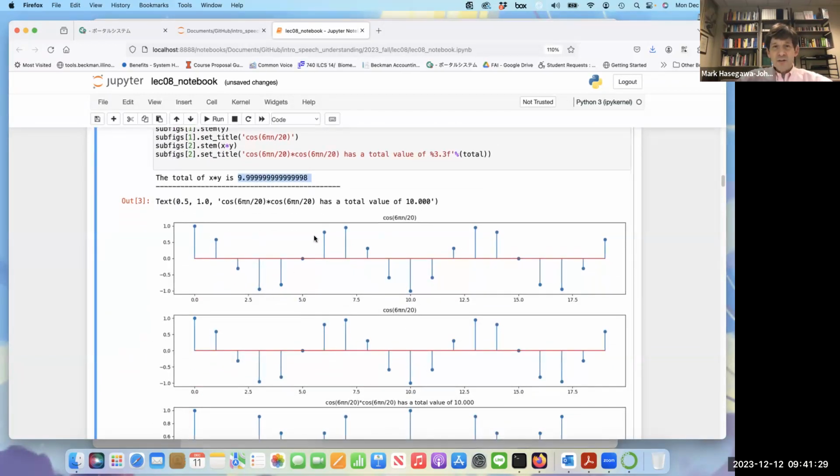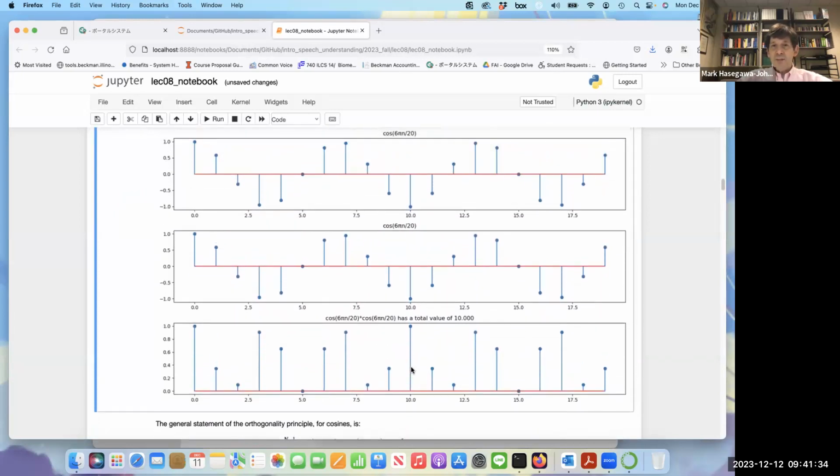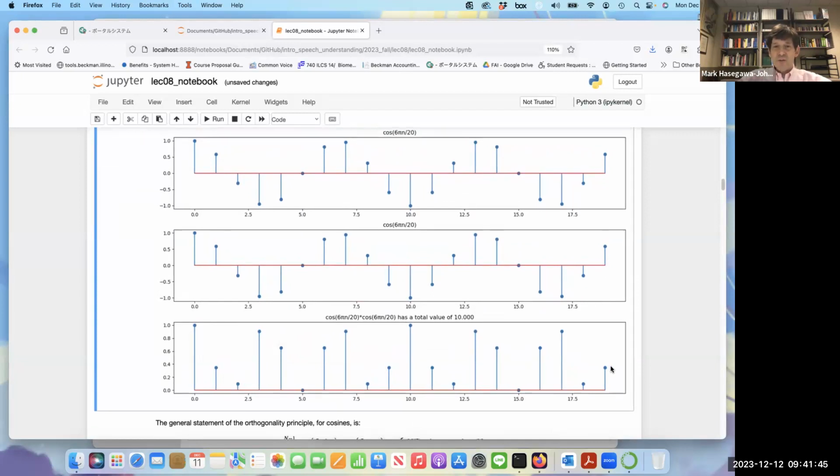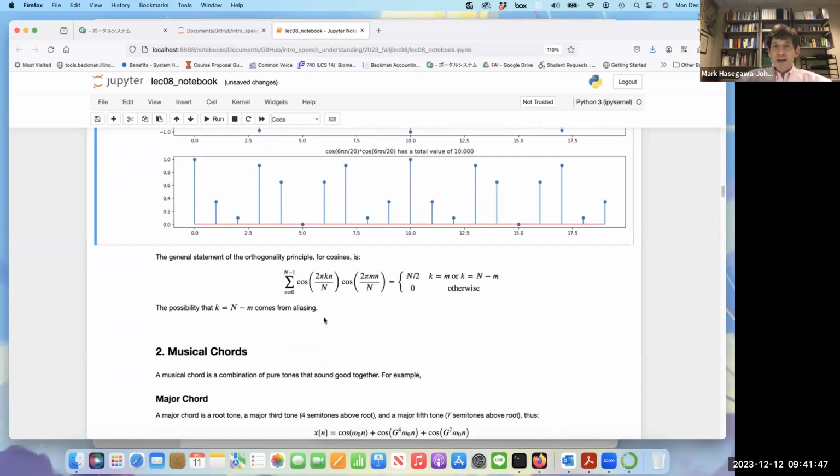And the reason is, here's the k equals 3 signal, here's the m equals 3 signal. Those are the same signal. And so when I multiply them together, I get something which is always positive, right? x squared is always greater than 0. And so the average value will be a positive number. So the general statement of the orthogonality principle is that if I multiply together two cosines, if they have the same frequency, then their product averages out to N over 2, where N is the number of samples. If they have different frequencies, then their product averages out to 0.